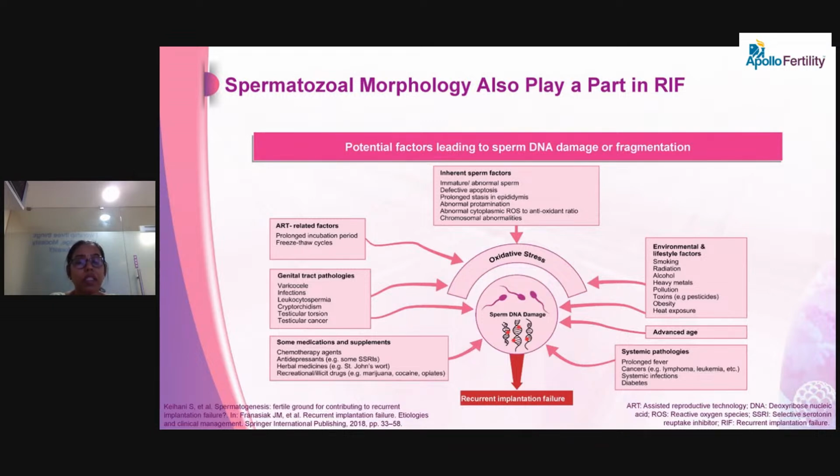Sperm morphology is a very important parameter which plays a role in repeated implantation failure. The potential factors that can lead to sperm DNA damage or fragmentation can cause an altered function. Every function of sperm might be altered, leading to high oxidative stress, plus the advanced age, plus exposure to chemicals. All this plays a role in achieving a healthy pregnancy.